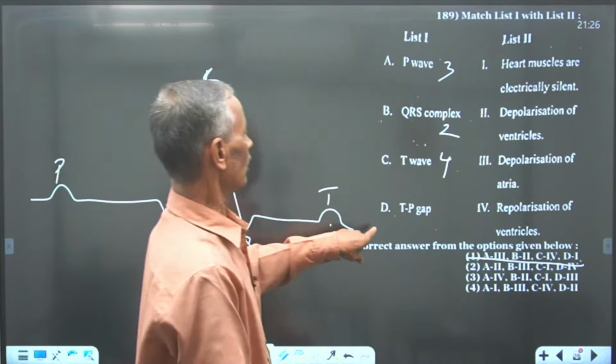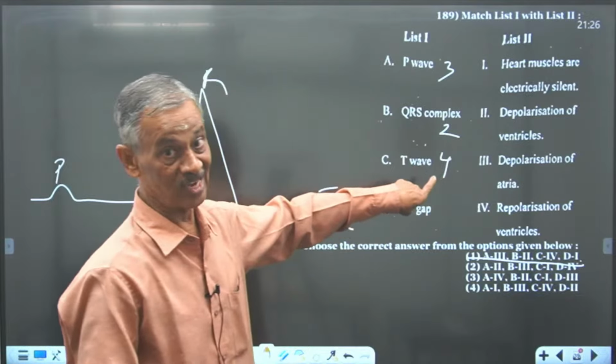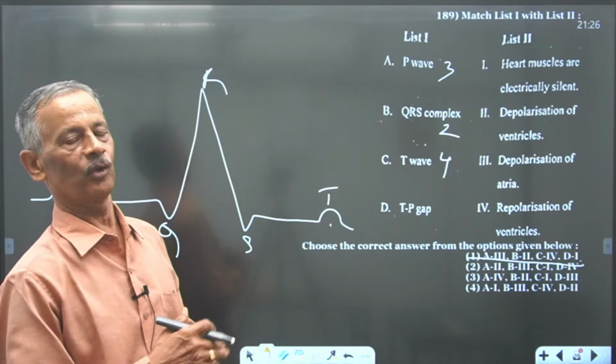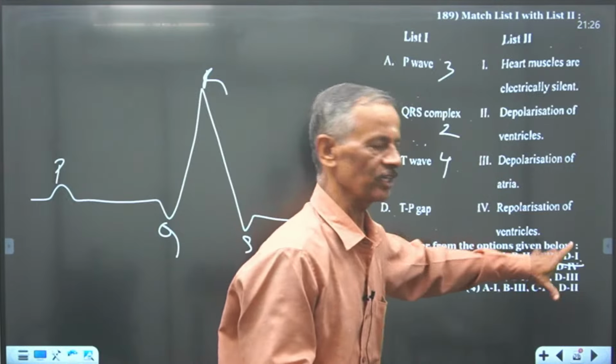Though this term TP gap is not in NCERT, you can identify it. You can arrive at the answer by using this technique. Clear?